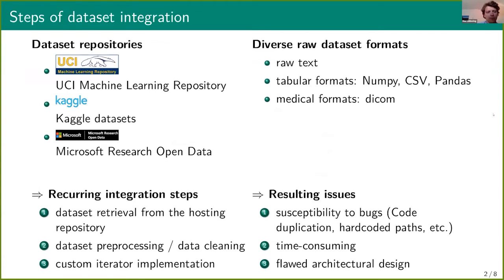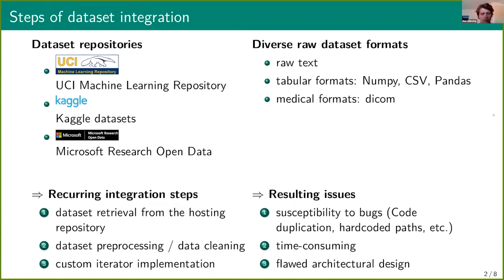So normally when we start a machine learning project, we start with looking for a dataset in one of the famous dataset repositories. That could be, for instance, UCI machine learning repository, Kaggle datasets, or Microsoft Research Open Data. And on these repositories, the datasets come in lots of different diverse raw formats. So there's, for instance, raw text. There can be tabular formats such as NumPy, CSV, or pandas data frames. And sometimes you also have even medical formats, for instance, DICOM for MRI scans.